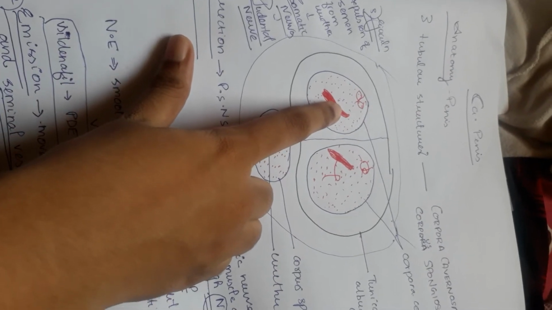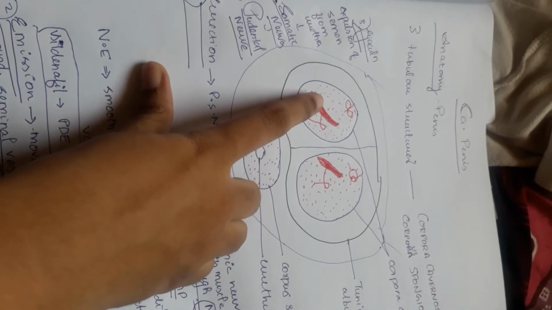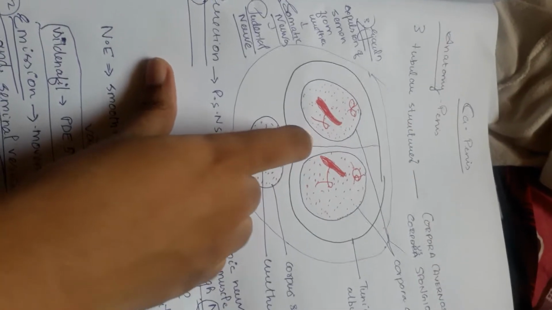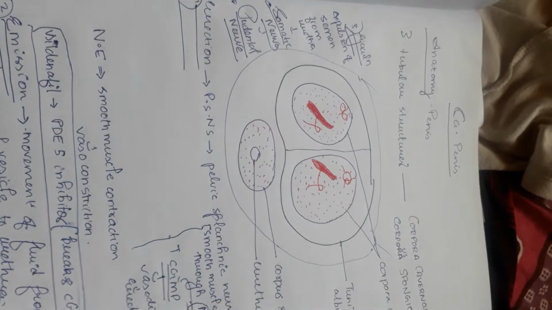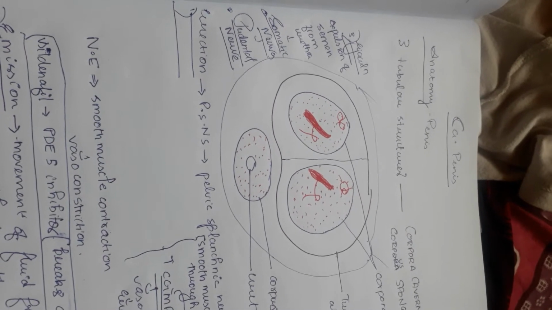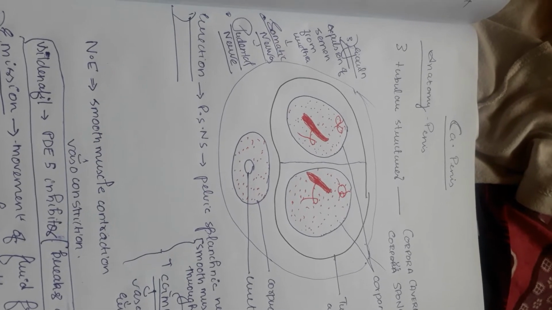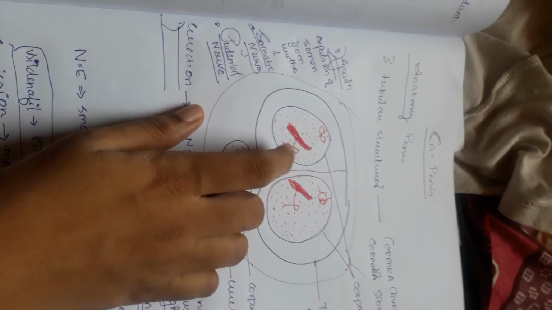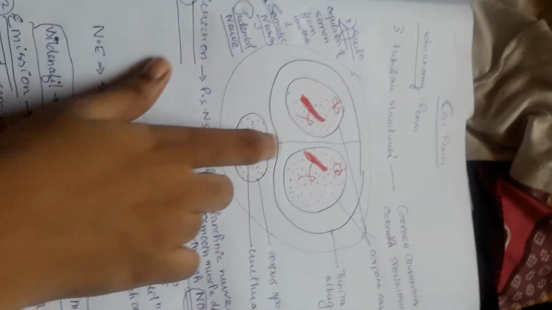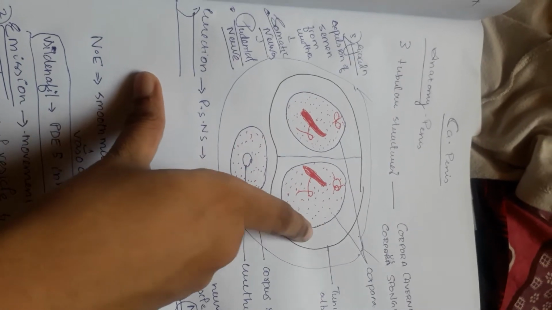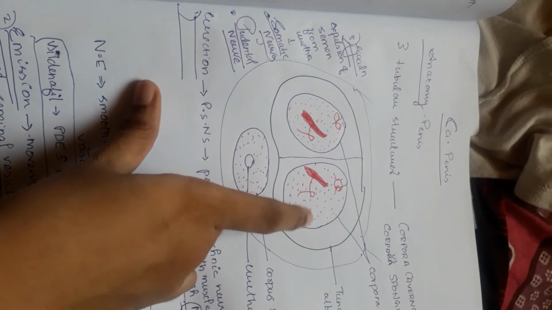The tunica albuginea encloses the erectile tissue itself, and the erectile tissue has a trabecular structure with network of sinusoidal spaces lined by endothelium, within which the blood pools during erection. So this is about the tunica albuginea. So next is the blood supply.